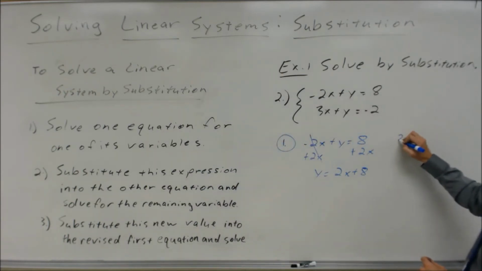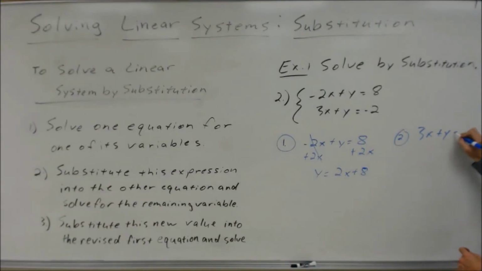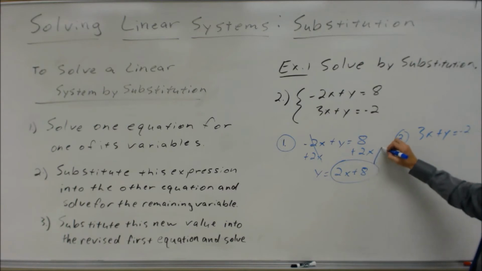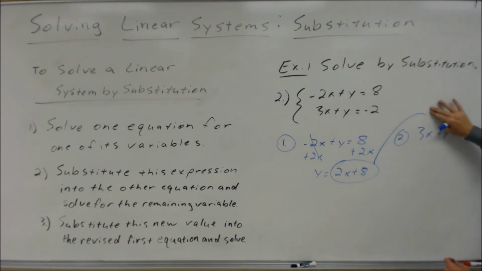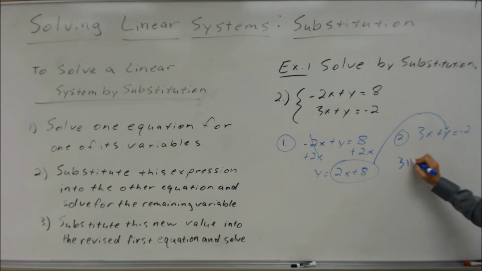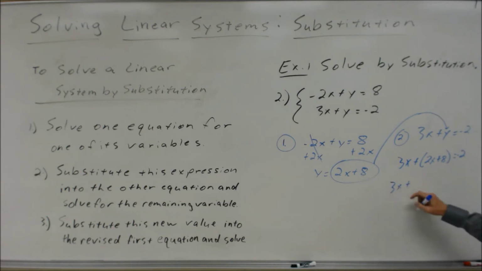Step 2, take my other equation, the 3x plus y equals negative 2, and substitute that first expression into the other equation. So y is negative 2x plus 8, so I'm going to take out my y and replace it with negative 2x plus 8. From there, we just solve for the remaining variable. So I get 3x plus, there's nothing holding these parentheses on. There's no multiplication, so we can just drop them. If you need to, you can put a 1 there and distribute it. Combine your like terms. So I get x plus 8 equals negative 2.